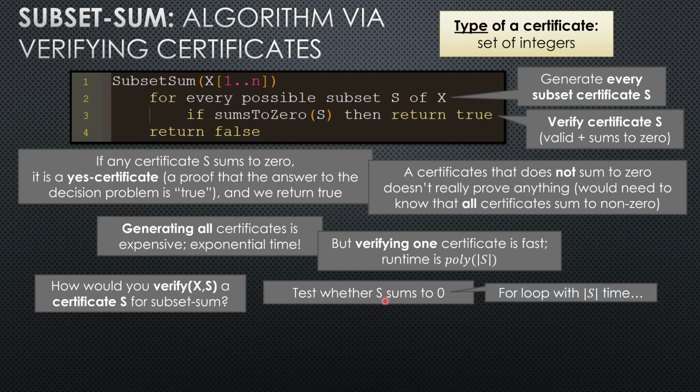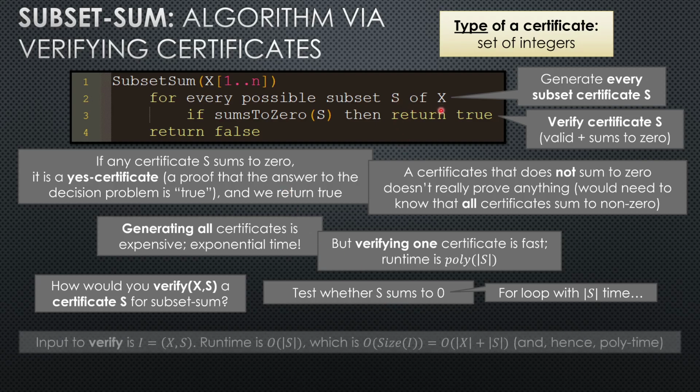We only learn that one possible subset doesn't sum to 0, okay? So how do we do this? Well, it's just a for loop, right? We loop over the elements. It takes order S time to sum them all up. Order S is polynomial in the size of the input because S is a subset of the input.